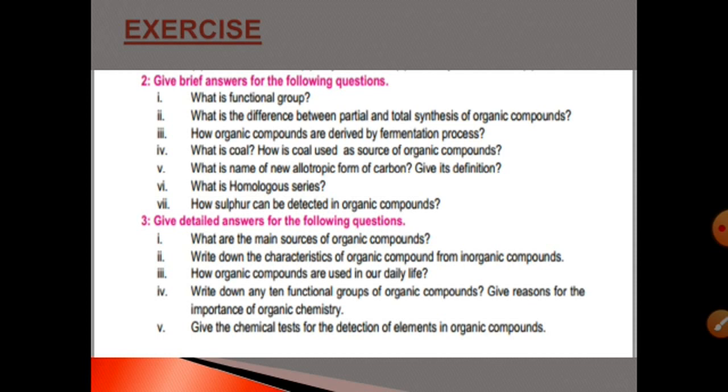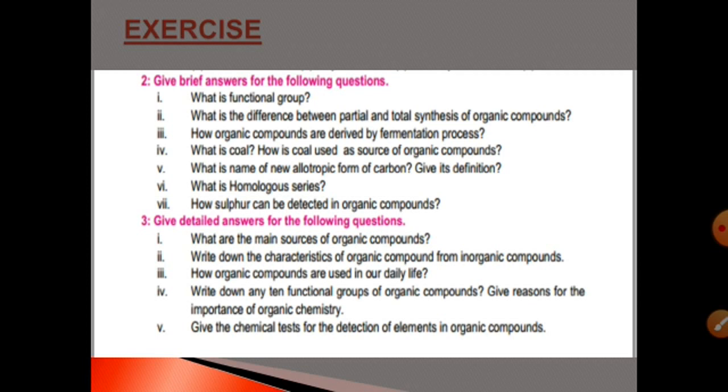What is the difference between partial and total synthesis of organic compounds? The difference between partial and total synthesis of organic compounds is the starting material. The starting materials used in partial synthesis are isolated from natural sources, while the starting materials used in total synthesis are very cheap and commercially available.